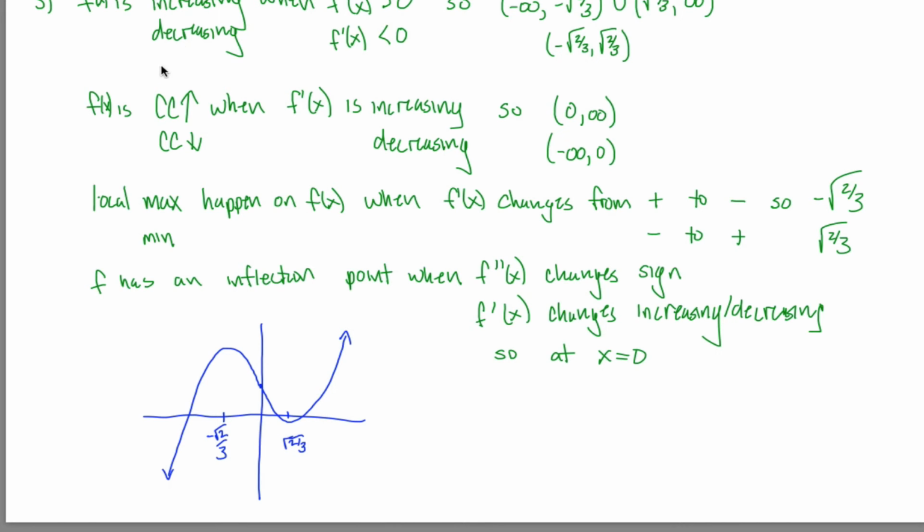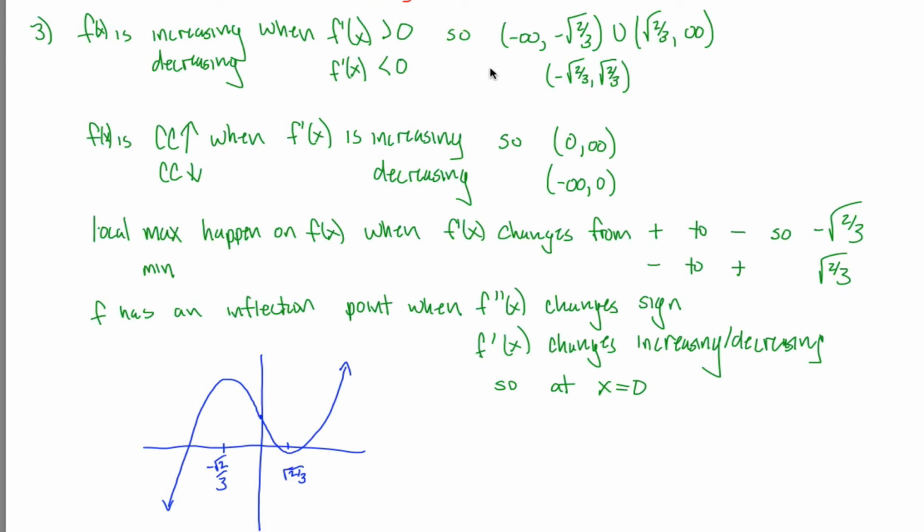And you can go and confirm all this stuff. My function is supposed to be increasing from -infinity to the negative square root of 2/3. Yep, looks like it's increasing right there. And then again from the square root of 2/3 to infinity. Yep, it's increasing over here. And it's supposed to be decreasing between those two values. Yep, that's exactly what's happening. It's concave up from 0 to infinity, so we kind of have this bowl shape here, a right side up bowl, I guess. Whereas it's concave down from -infinity to 0.